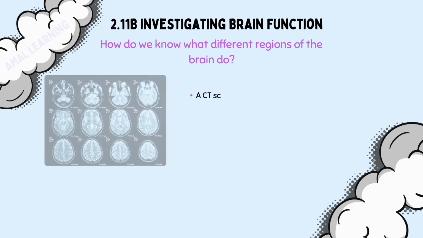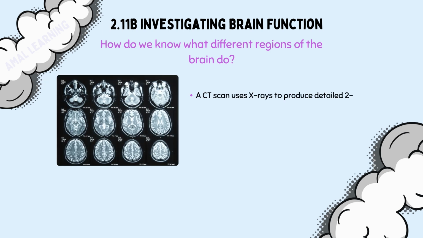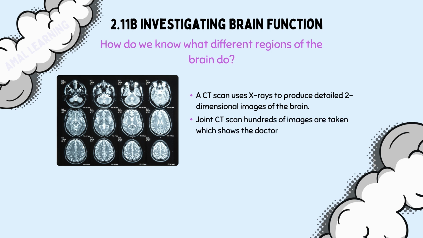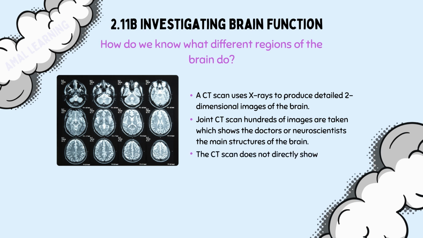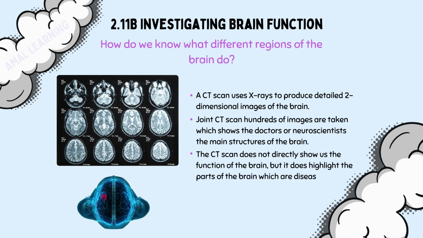A CT scan uses X-rays to produce detailed two-dimensional images of the brain. In a CT scan, hundreds of images are taken, which show the doctors or neuroscientists the main structures of the brain. The CT scan does not directly show us the function of the brain, but it does highlight the parts of the brain which are diseased or damaged. And this gives the doctor or the neuroscientist a good idea of why the brain is not functioning properly.